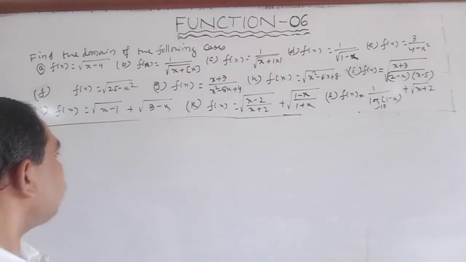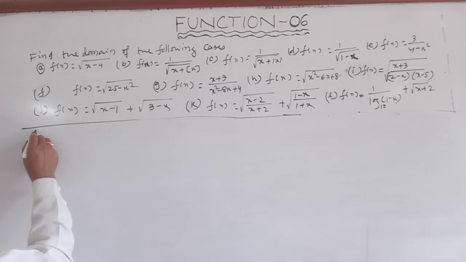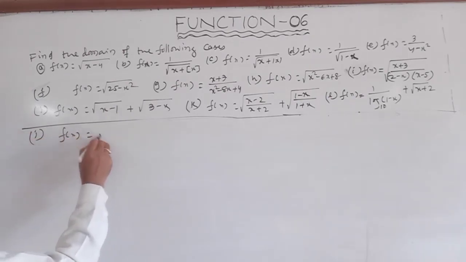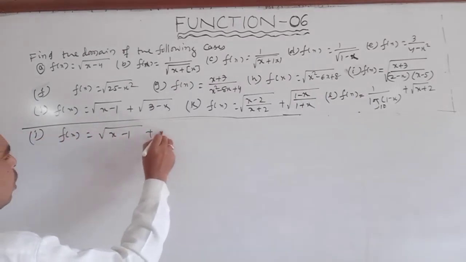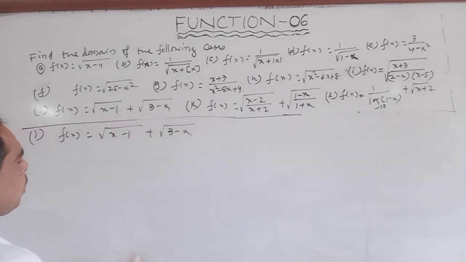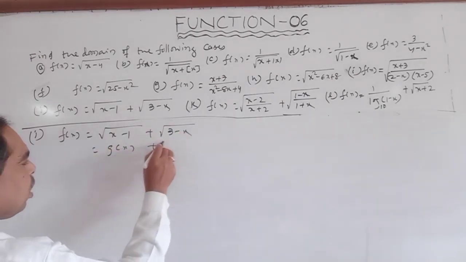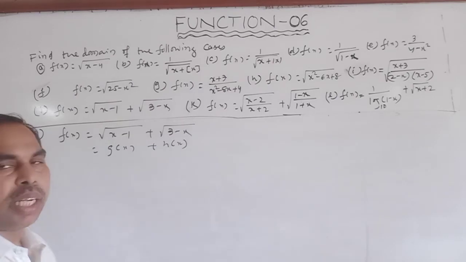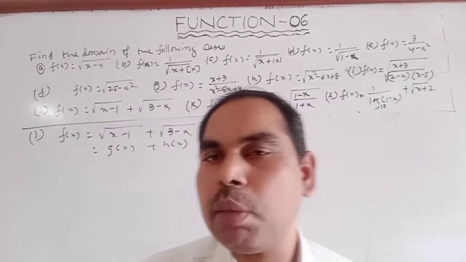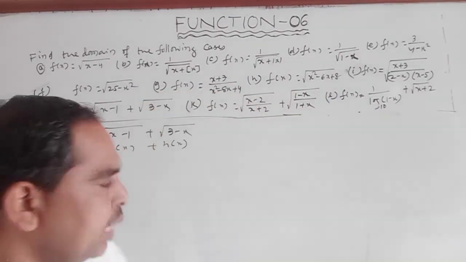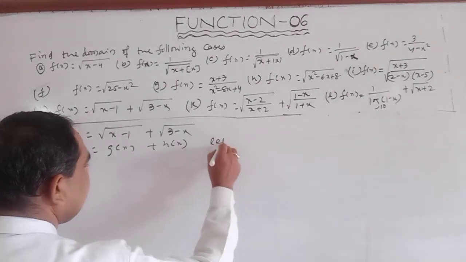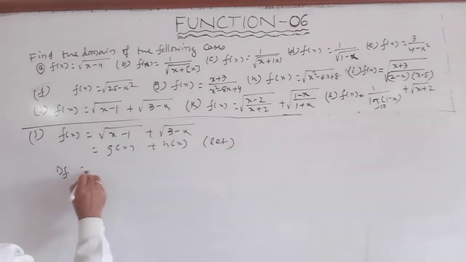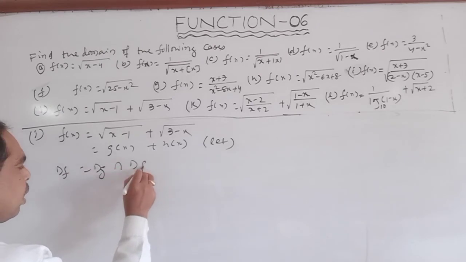Next question, number J. f of x is equal to root of (x minus 1) plus root of (3 minus x). Suppose this is g of x plus h of x. So the domain of f(x) is equal to the domain of g(x) intersection the domain of h(x).